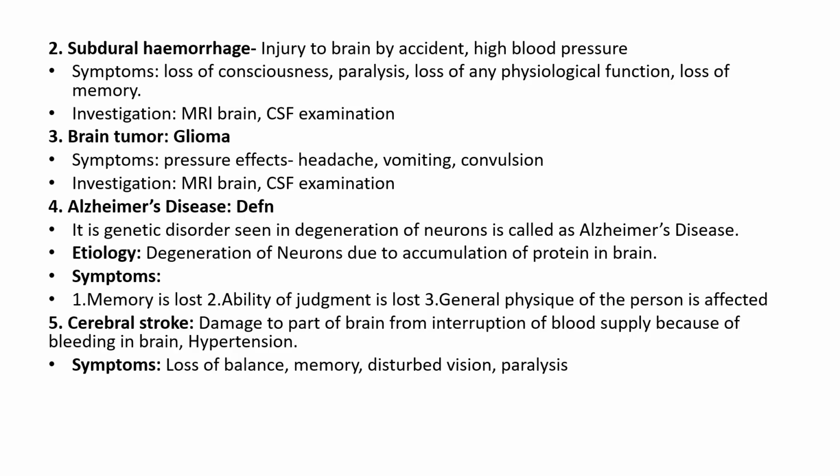Alzheimer disease is a genetic disorder seen in degeneration of neurons. It is because of the accumulation of proteins in the brain. Symptoms: memory loss, ability of judgment is lost, general physique of the patient is affected. Cerebral stroke is damage to part of the brain from interruption of blood supply because of bleeding in the brain, because of hypertension. The patient may have loss of balance, loss of memory, disturbed vision, paralysis of one side or both sides of the body. So these are the applied neurology.